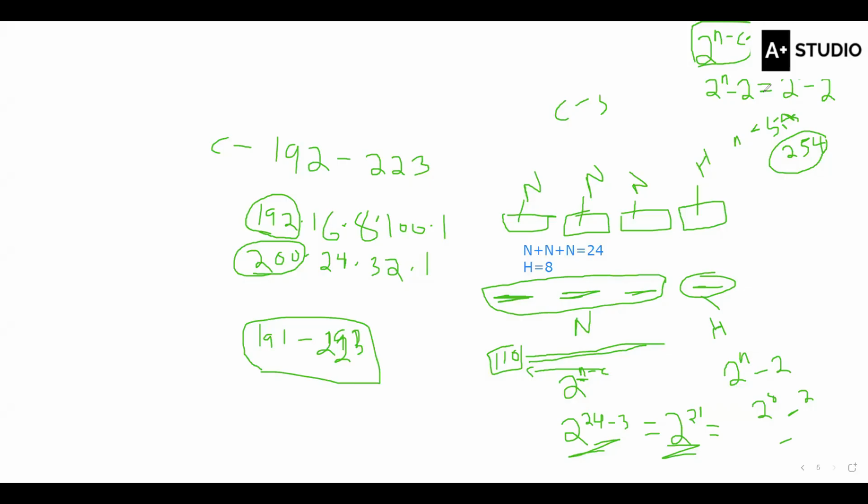So we can continue with the class D. Are we on? Yes, are we on? Okay. So with the next page, okay, with the class D IP address.